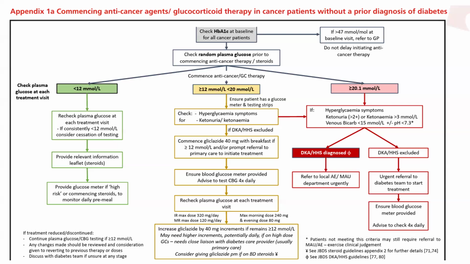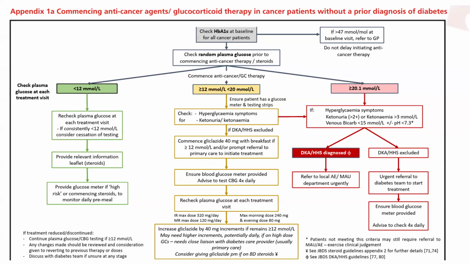In terms of titration of gliclazide, we can go up by 40 milligram increments. The maximum dose for the immediate release gliclazide is around 320 mg per day, with the maximum dose given in the morning, which is 240, and 80 mg in the evening. And for the modified release, the maximum dose is up to 120 mg per day.